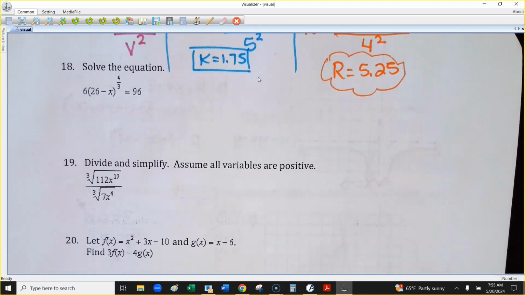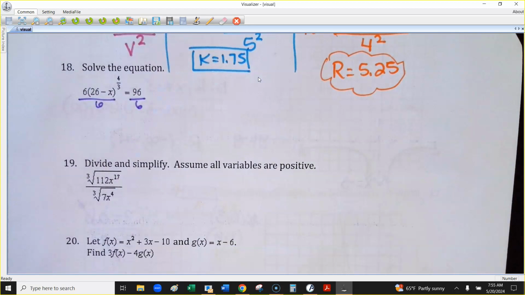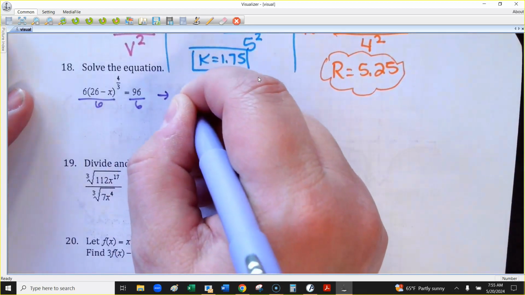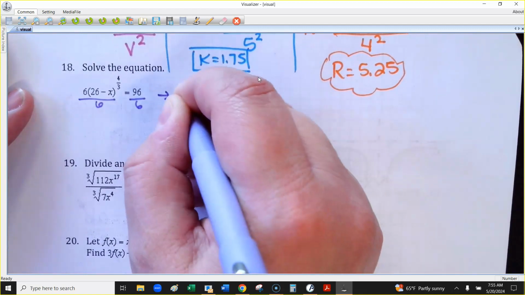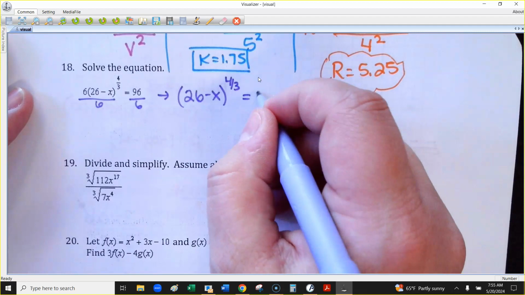Should I distribute? Like, what should we do? Yes, do not distribute, you want to divide. So take 96, we're going to divide it by 6. Do not ever distribute a number into some parenthesis that has any kind of exponent. So this is really 26 minus x to the 4/3 power equals 16.